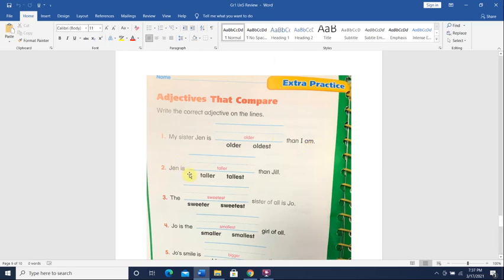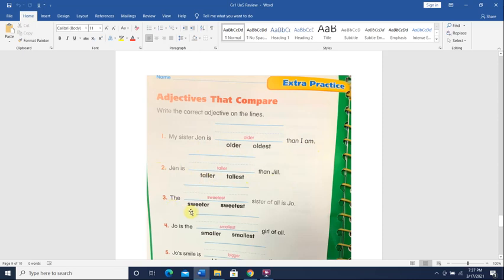Jen is blank than Jill. I'm comparing between two, Jen and Jill. So Jen is taller than Jill. Here, my sister Jen is older or oldest than I am? No, my sister is older than I am. Jen is tallest than Jill? We're comparing two, so Jen is taller than Jill.